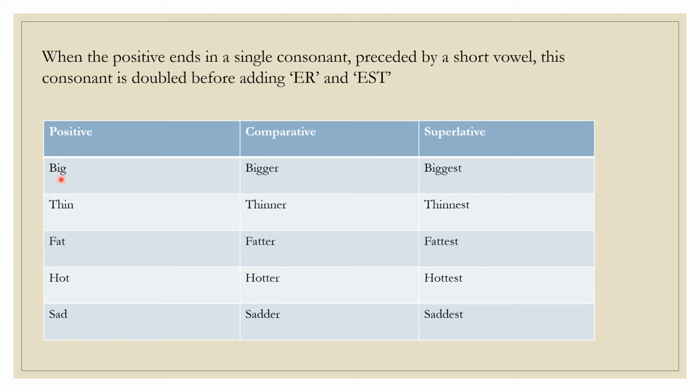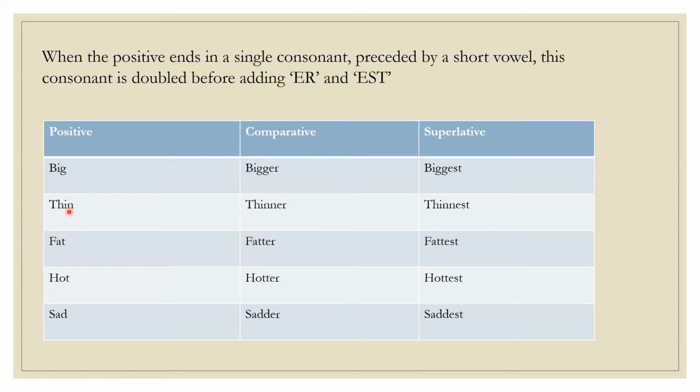So we are supposed to double it. The consonant has to be doubled before adding ER and EST. So the word is big in the positive. It will become bigger in the comparative and biggest in the superlative. So you have doubled the consonant G. In the comparative, you will add ER, so it becomes bigger. In the superlative, again, you have doubled the consonant G. You will write EST and the word is biggest, which is in the superlative degree.